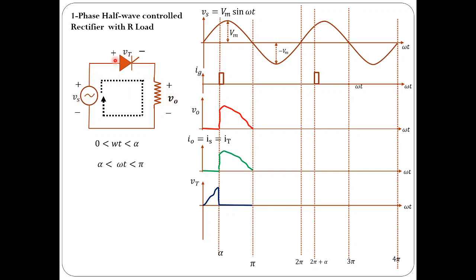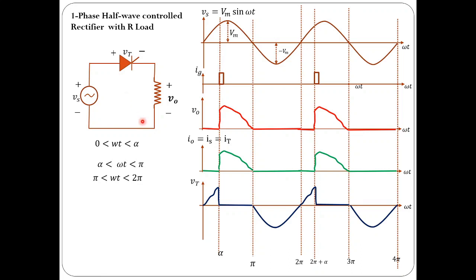Vs is the same as Vt during the next period, that is omega t equal to pi to 2 pi. So during the negative half cycle, you can see that the voltage across the load is 0, the current through the load is 0, and the voltage across the thyristor is the same as the source voltage, that is equal to Vm sin omega t, but in the negative half cycle that is going to be negative. And coming to the peak inverse voltage, that is the peak reverse voltage that will appear across the thyristor during this period, that is equal to Vm only.